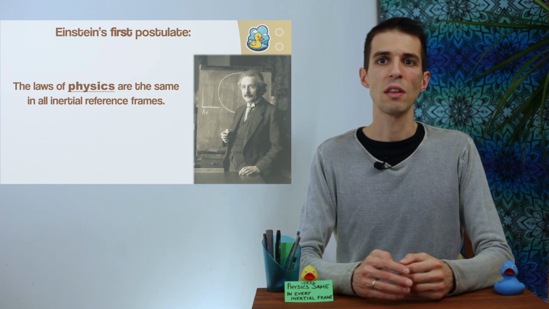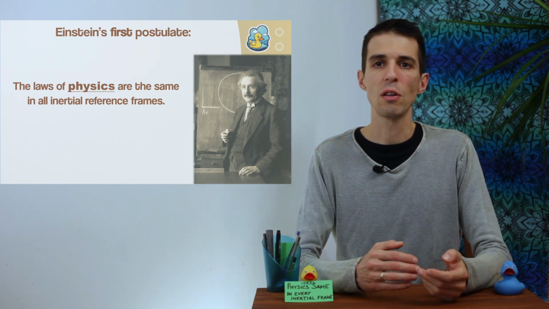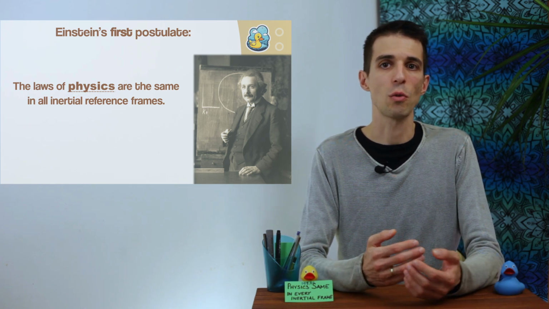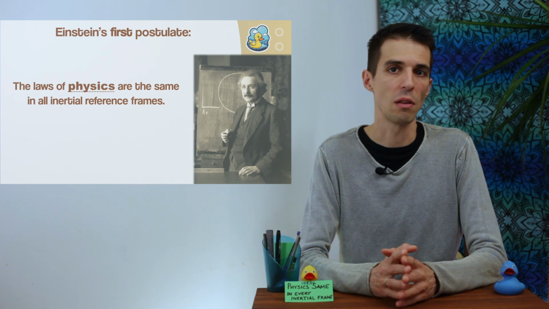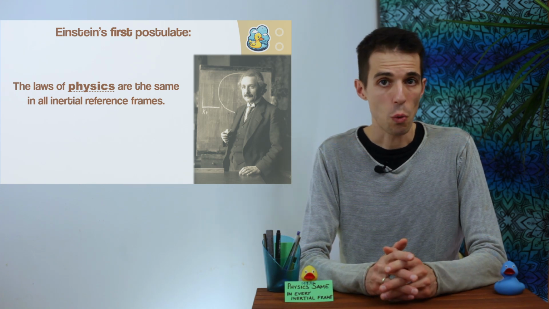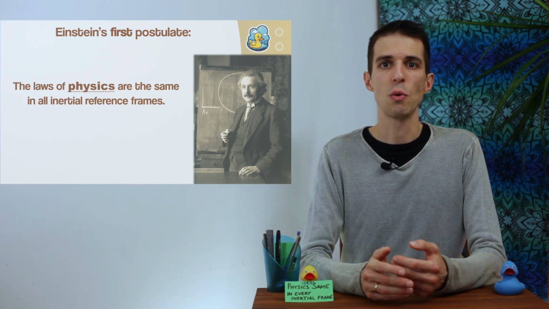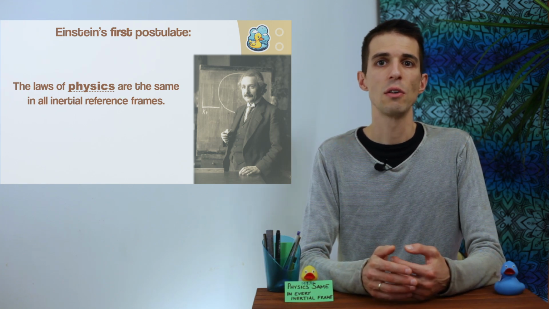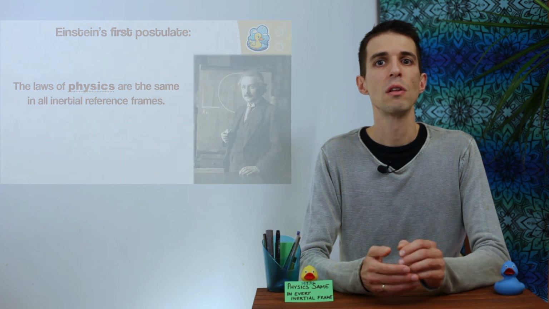This means that no experiment, mechanical, electrical, or any other, can tell you whether you are moving at constant velocity or standing still. In video number 1, we saw how Galilean relativity worked for mechanics. Einstein extended this idea to all of physics.